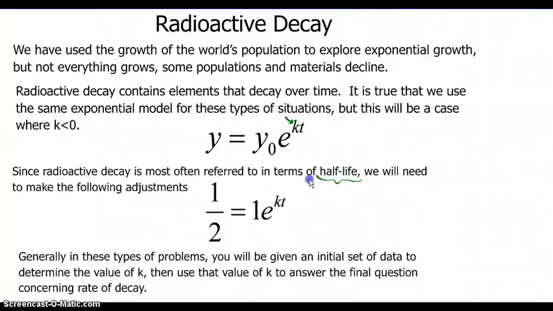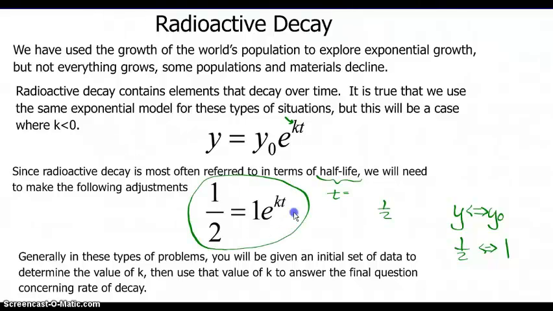Understand, half-life tells you that after so many years, half of the population is gone. So the relationship between y and y naught is that the current population is going to be half of the initial population if we have half-life going on. That's why I have replaced y with 1/2 and y naught with 1. So when we're dealing with half-life, this is the model that we can use. Generally in these types of problems, you'll be given an initial set of data to determine the value of k. Then you're going to use that value of k to answer the final question concerning rate of decay.